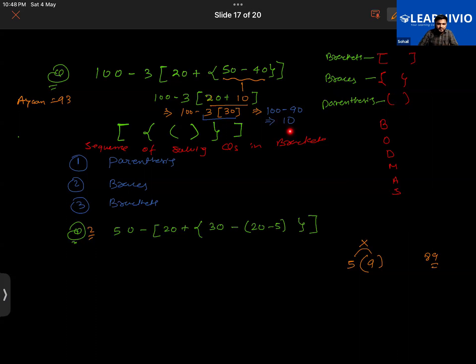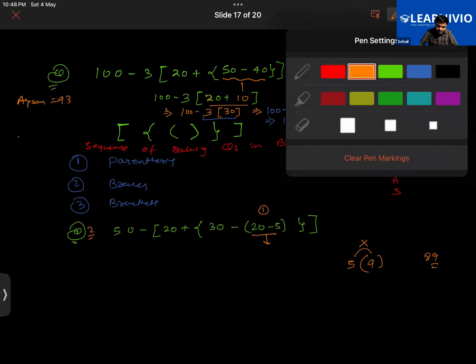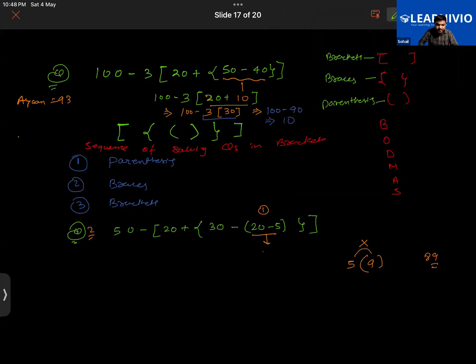Okay, now in the second question. First of all, you guys tell me, what should I be doing? First of all, I should look at the parenthesis, whether there is parenthesis here or not. Yes, there is. So that is what you guys are going to be doing first of all. That becomes how much? 20 minus 5, that is 15 now.